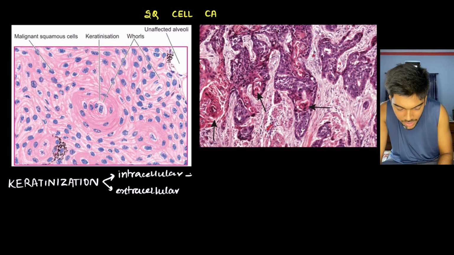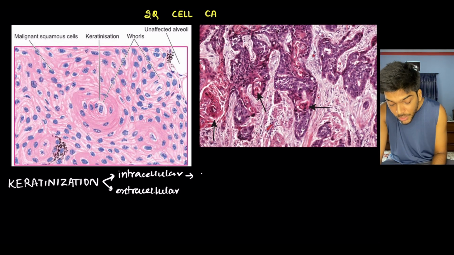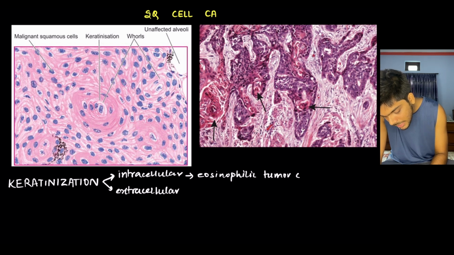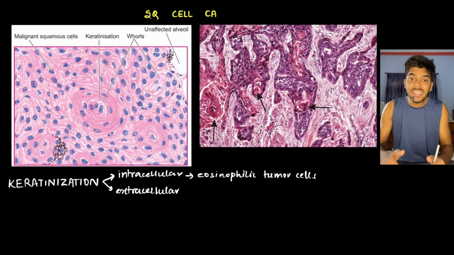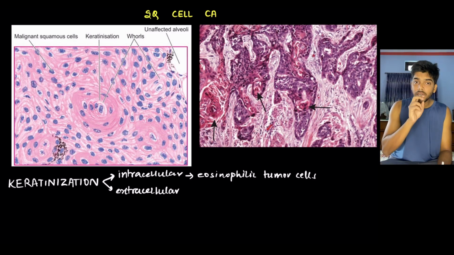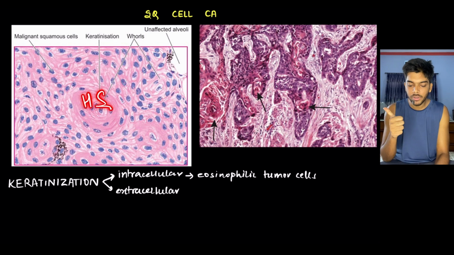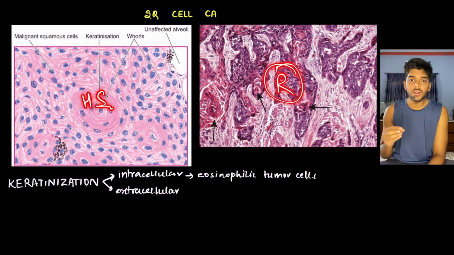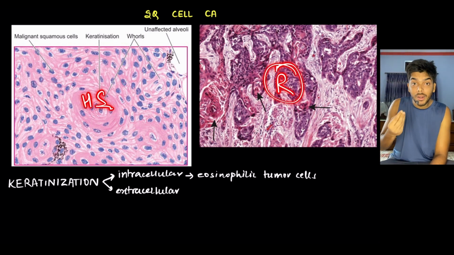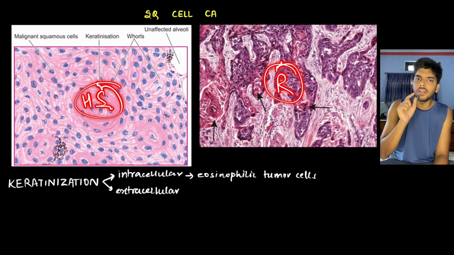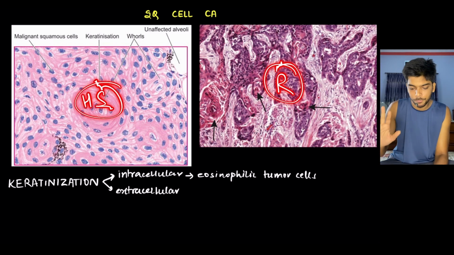Due to deposition of keratin within the tumor cells, they become eosinophilic. So eosinophilic tumor cells. So for each histopathology, I am using two diagrams. Number one, this is from Hartmann and this is from Robbins. So the Robbins is obviously the accurate representation, what you see under the microscope. And Hartmann is the one that you can draw in your exam.